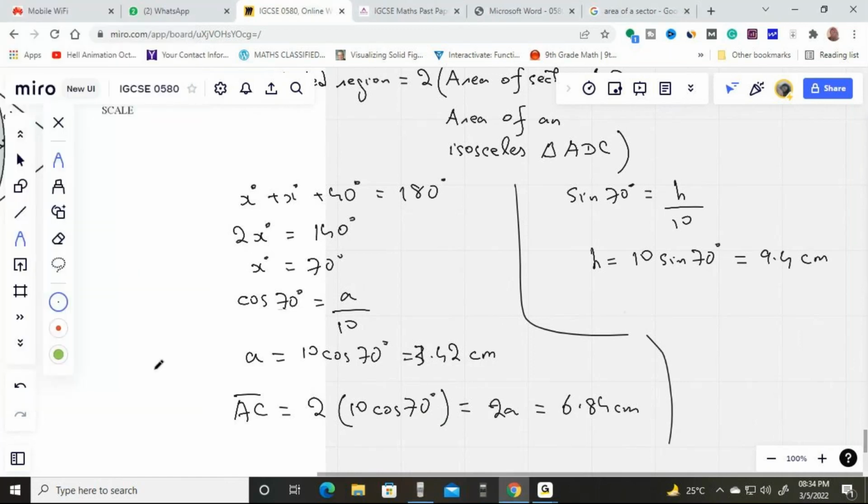Okay. So the area of triangle ADC is therefore half base into height. Now what's the value? It's 32.148, or 32.15. Okay. This is the area of the triangle.